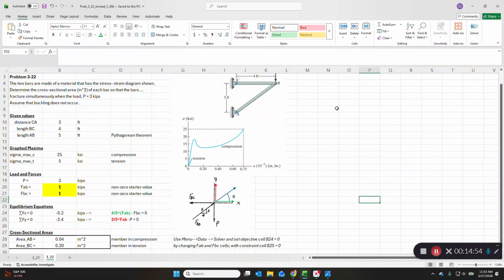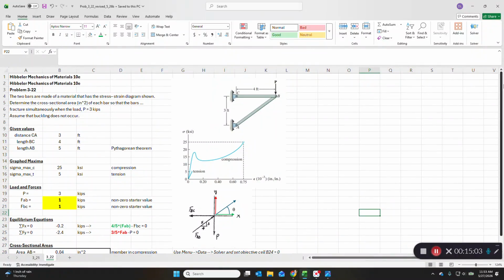So this material behaves differently. Determine the cross-sectional area of each bar so that the bars fracture simultaneously when the load equals 3 kips. So we're putting a 3 kip load here at point B, and we want to know what cross-sectional area of these bars would result in fracture at 3 kips.